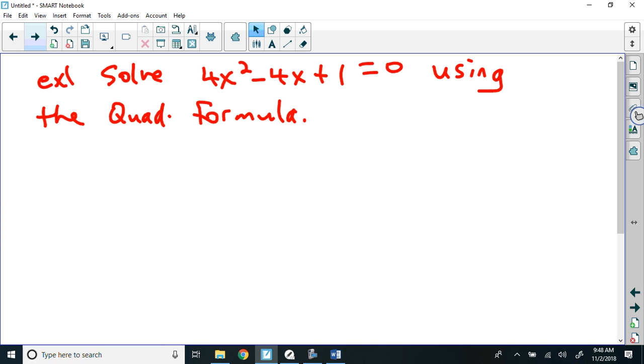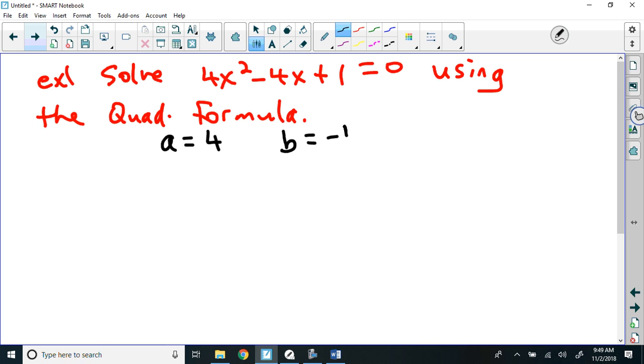So we probably ought to identify A and B and C and plug into the formula. So let's see what that looks like. What's our A value going to be? Anybody? 4, good. And our B is -4, and our C is 1.